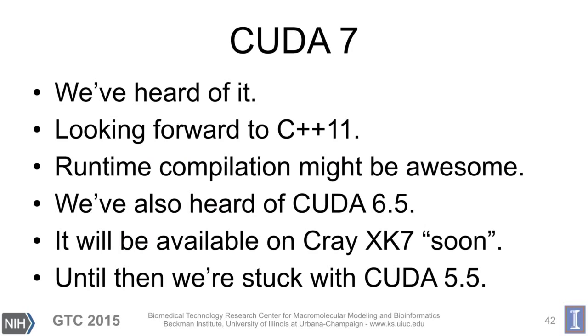Okay, so as far as CUDA 7 goes, sounds great. We've heard of it. C++11 features sound awesome. Runtime compilation, I can see a lot of potential applications for that. Basically, rather than having branch statements in our kernels, we can compile in runtime settings for the users and eliminate some of that.